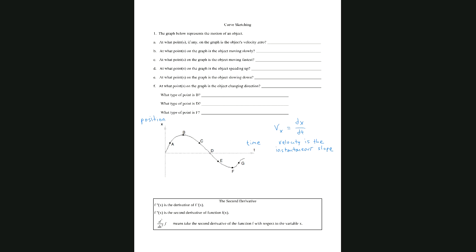But we're also going to be asked about the speed. And so what's the difference between velocity and speed? Well, speed is actually going to be the absolute value here of the velocity. And so speed is represented by the steepness of the graph. So let's keep that in mind as we answer the questions.